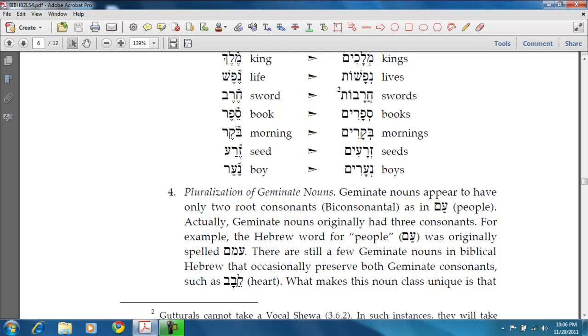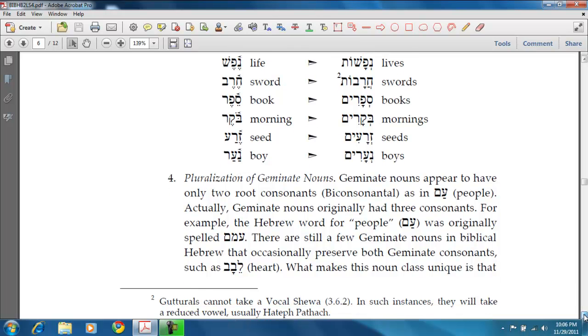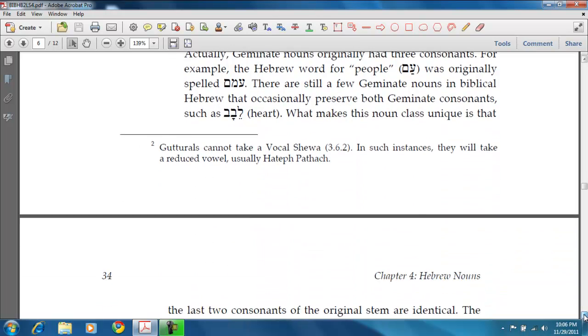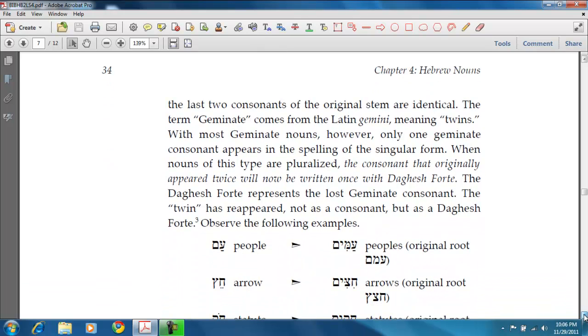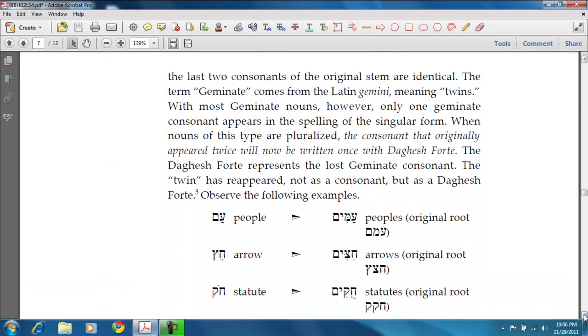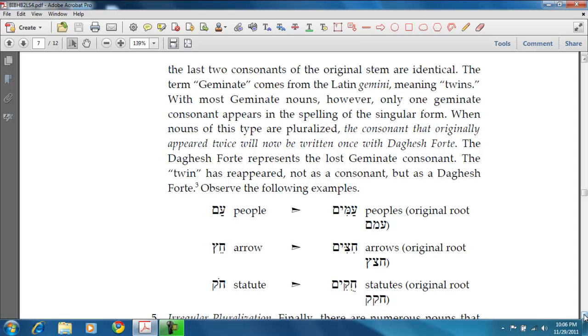Now, it's a double consonant. The bait is what they call the geminate. It's double. What makes this noun unique in this class is that the last two consonants of the original stem are identical. The term geminate comes from the Latin gemini, meaning twins. With most geminate nouns, however, only one geminate consonant appears in the spelling of the singular form.